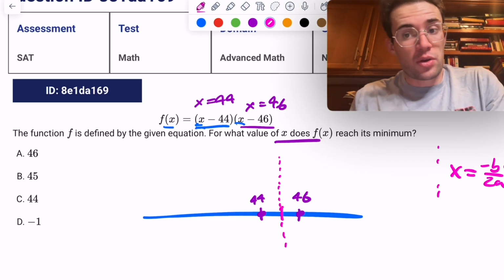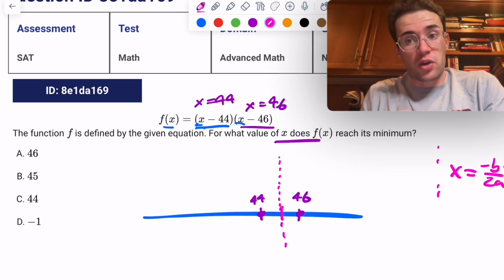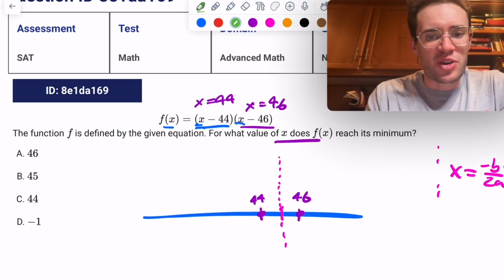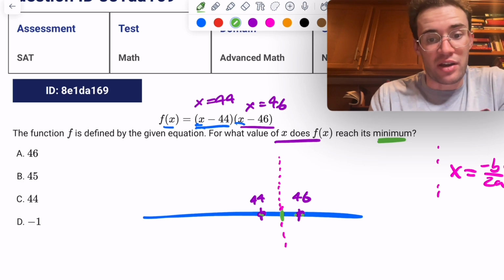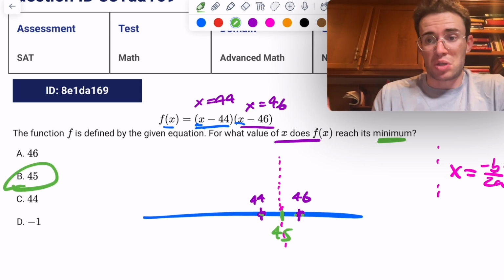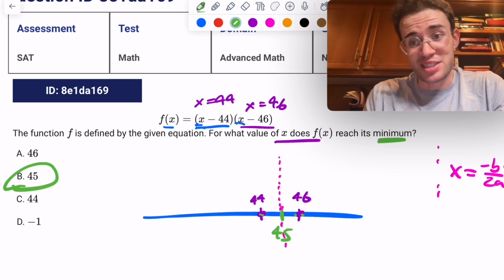Well, that's something that you can always know will be true for the quadratics you'll see on the SAT. So if you know what the two zeros are, then if you're just trying to find the minimum value, that would be when x is halfway between those zeros. So halfway between 44 and 46 is 45. So that's really all you have to do here. I guess you don't need to do Desmos.